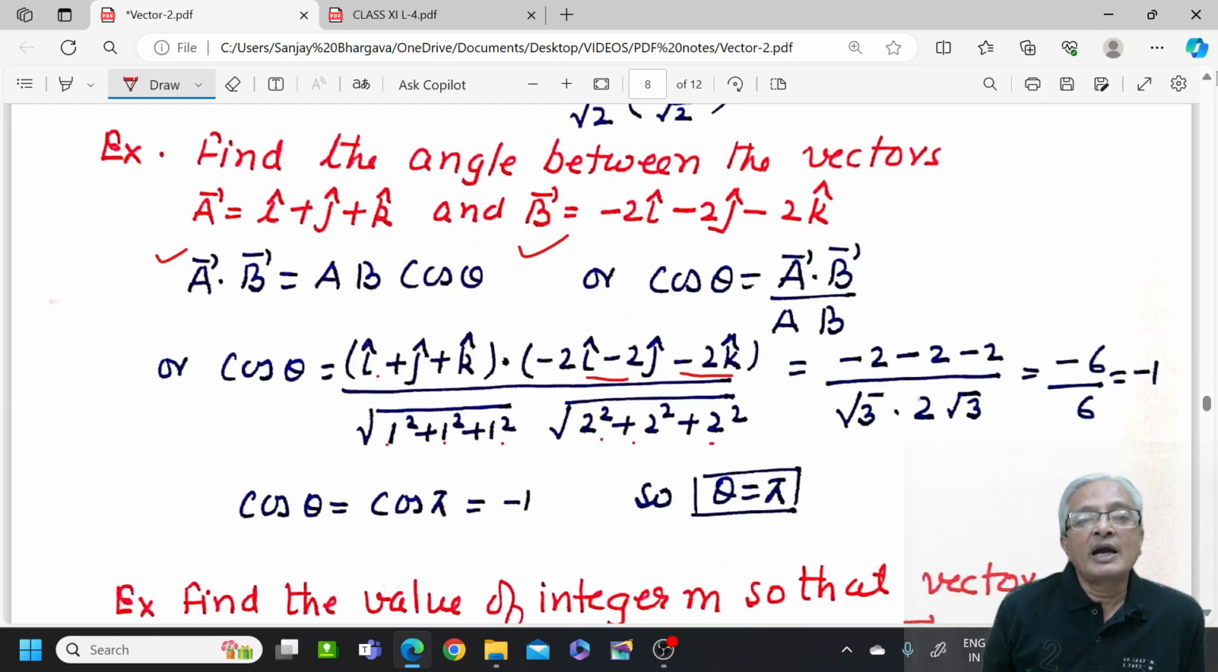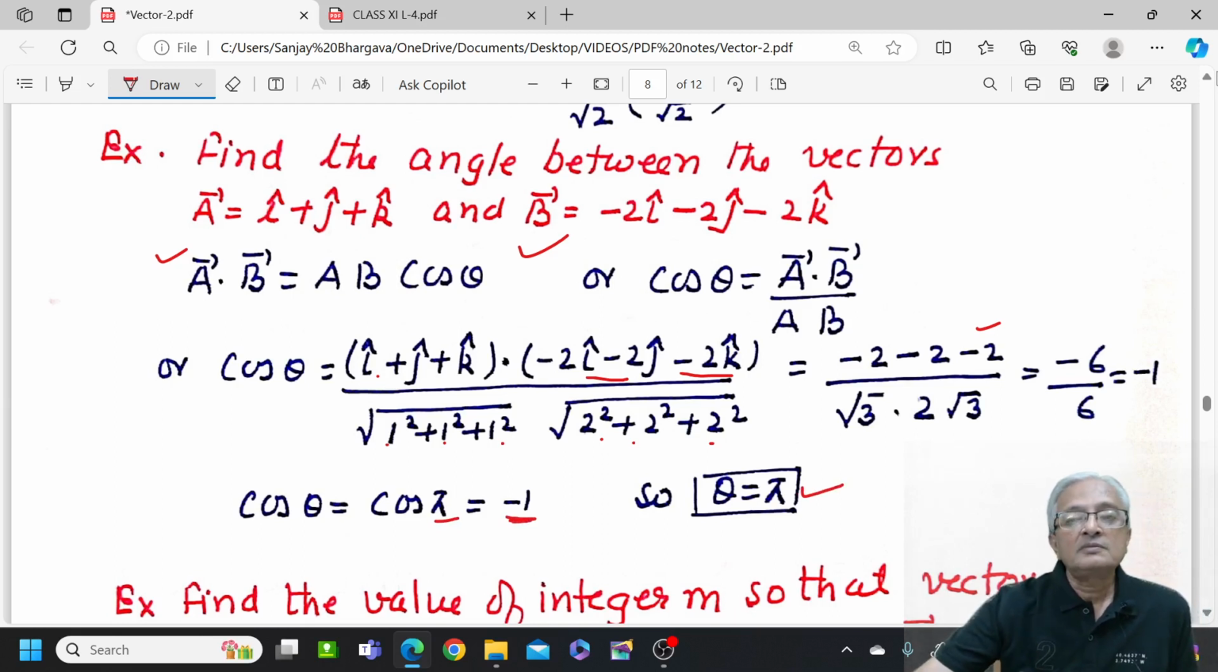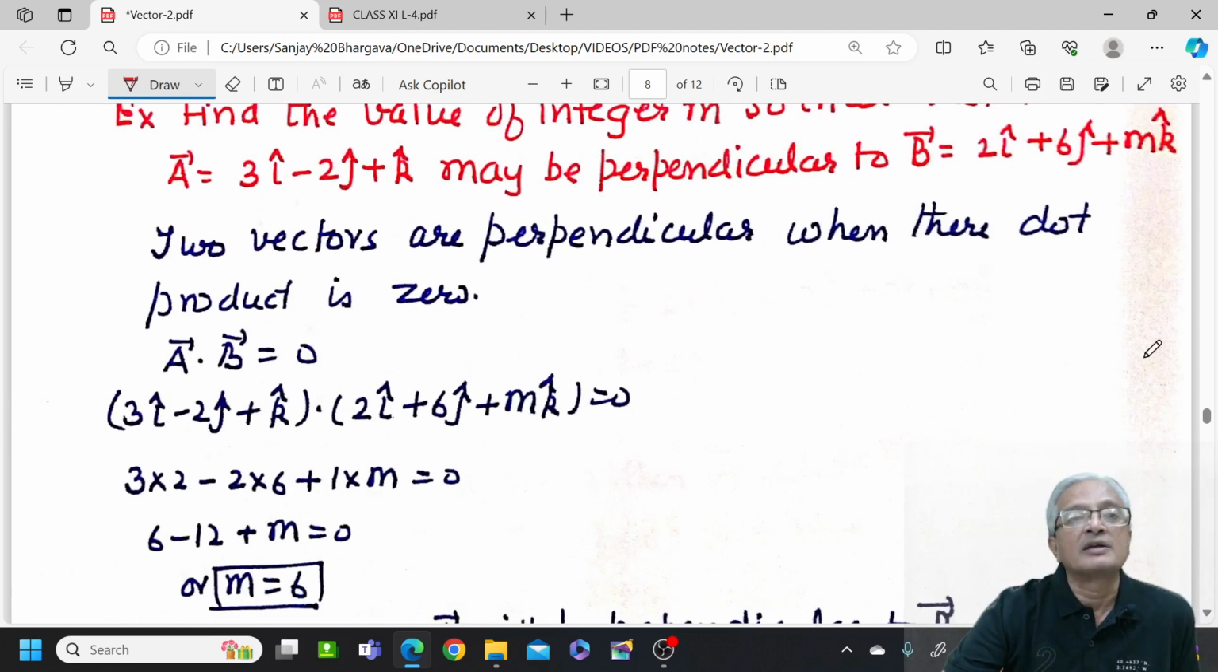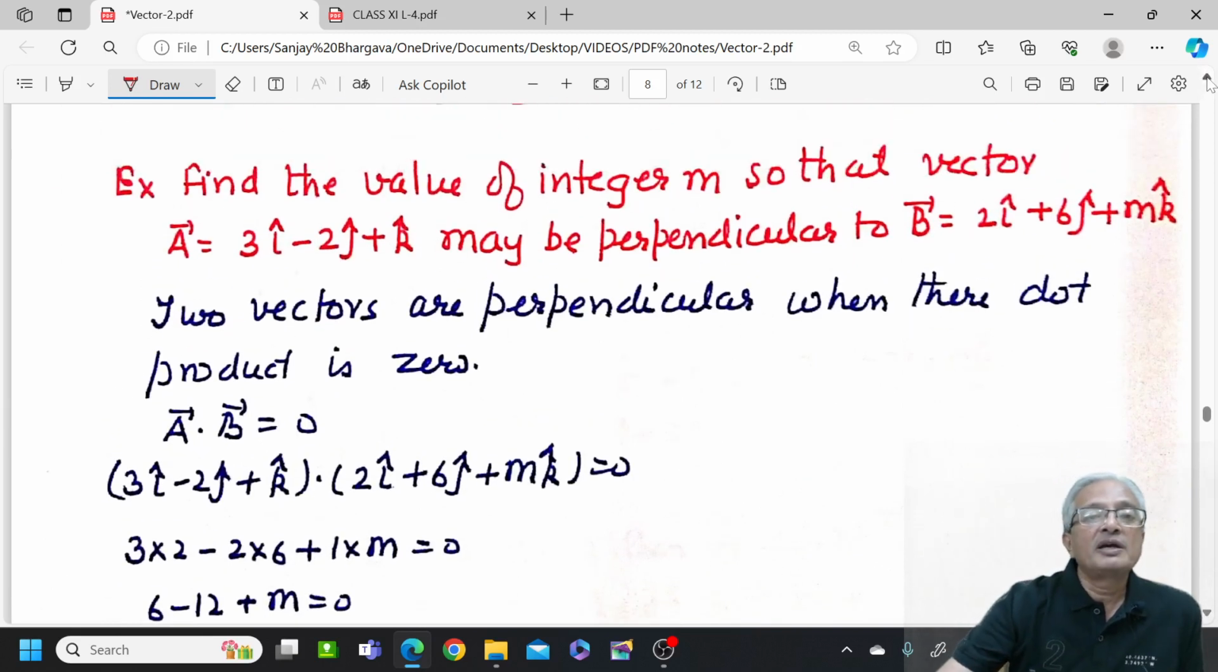So a dot b, i dot i would exist, i dot j would exist, and k dot k would exist. So I'll have minus 6 upon 6, and that is minus 1. Cos theta is cos pi, then it has a value minus 1. So what is the value of theta here? 180. So using the concept of dot product, we are able to estimate what would be the value of angle between the two vectors. Another example here.